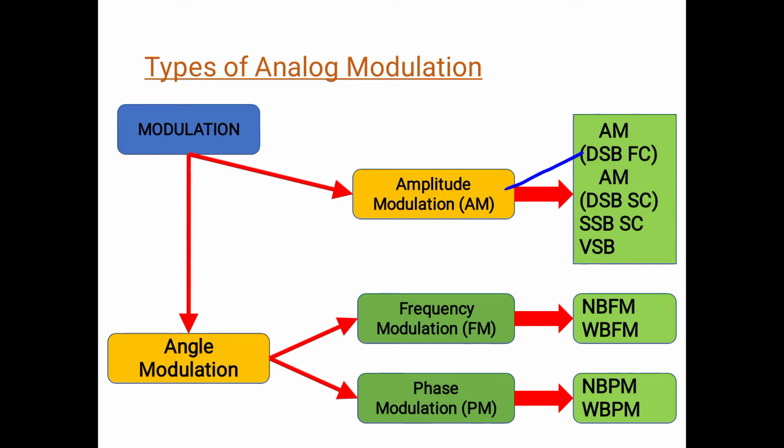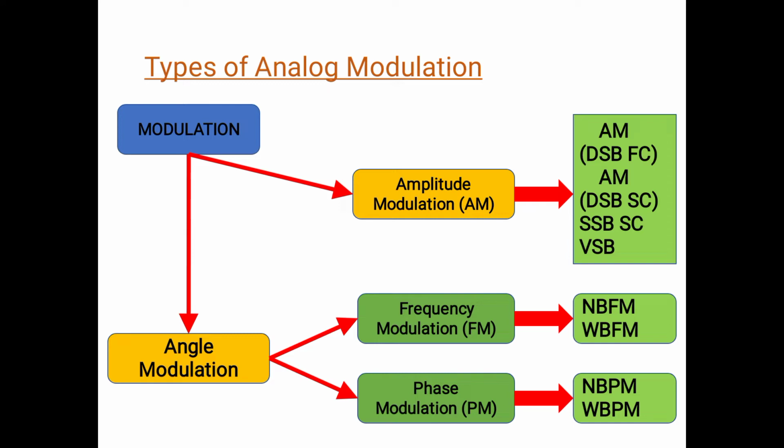First one is DSB-FC. DSB-FC is nothing but double sideband full carrier amplitude modulation. This is also known as standard amplitude modulation. And second one is DSB-SC. DSB-SC is nothing but double sideband suppressed carrier amplitude modulation. And third one is SSB-SC. That is nothing but single sideband suppressed carrier amplitude modulation. And the last one is VSB. That is vestigial sideband amplitude modulation. These are the four different types of amplitude modulation techniques.